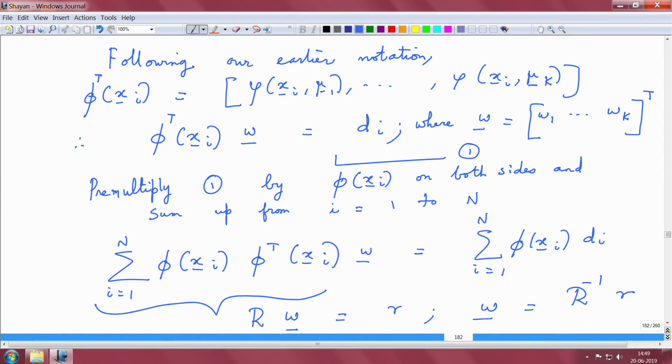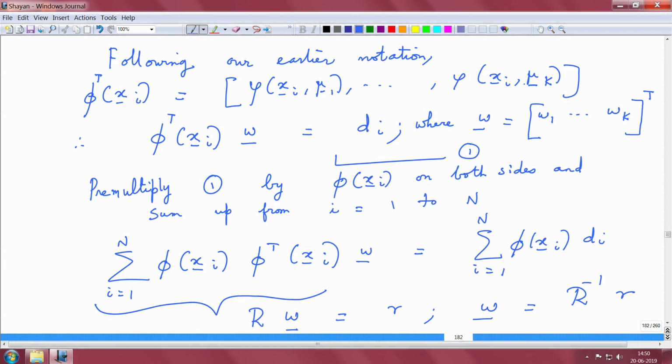So, phi transpose of xi times this weight vector is di, which is a scalar, and this vector is basically these weights W1 so on till Wk. Just note that phi transpose is a row vector and W is a column vector, and therefore this inner product is a scalar, which is di. Now what I have to do is pre-multiply this equation, phi transpose xi times this vector W equals di, with phi of xi on both sides. That is, I pre-multiply equation 1 with phi of xi on both sides and I sum this over all the data points.